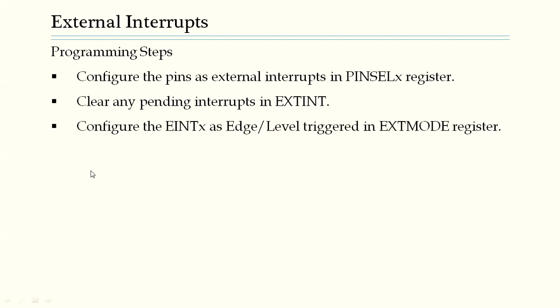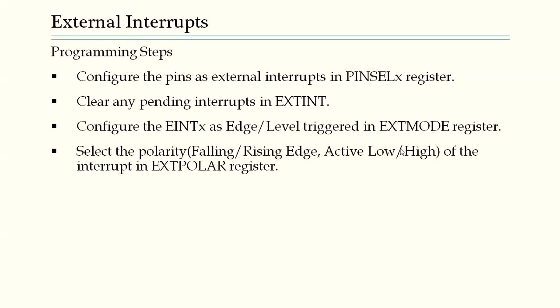Next, we need to configure the external interrupt X, that is 0, 1, 2 or 3, either as edge or a level trigger into the register of external mode register. And then we need to select the polarity, whether it is the falling edge or the rising edge, if it is an edge trigger, or it is active high or active low if it is level triggered.